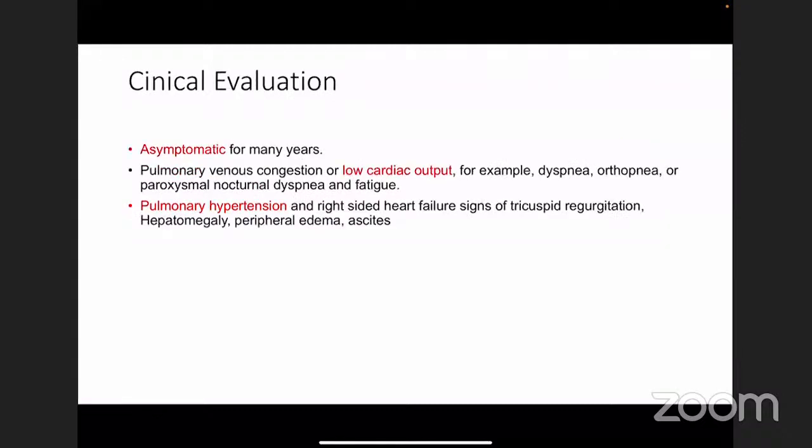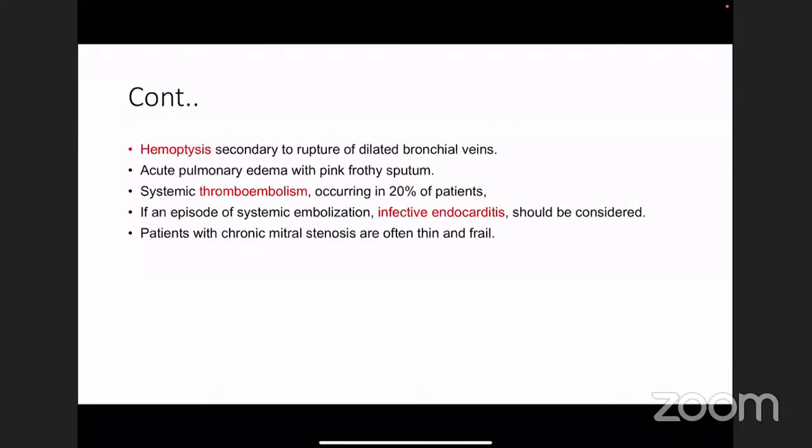In the clinical evaluation, patients may remain asymptomatic for many years. Pulmonary venous congestion or low cardiac output causes dyspnea, PND, and fatigue. Pulmonary hypertension and right side heart failure cause signs of tricuspid regurgitation, hepatomegaly, peripheral edema, and ascites. Hemoptysis occurs secondary to rupture of a dilated bronchial vein, and acute pulmonary edema with pink frothy sputum. Systemic thromboembolism occurs in 20% of patients. If an episode of systemic embolization occurs, infective endocarditis should be considered.